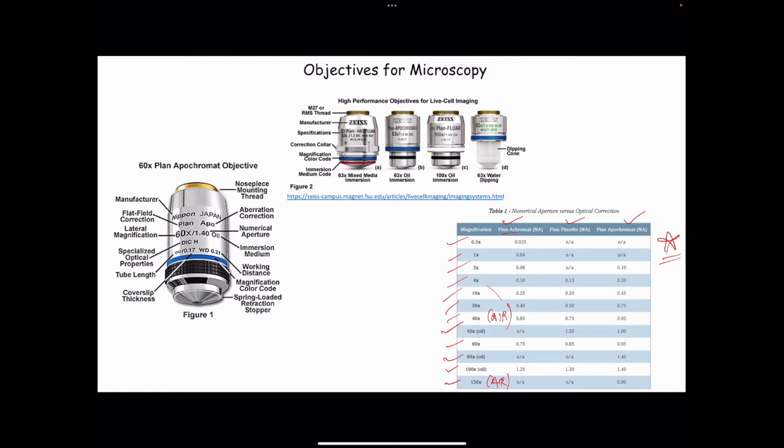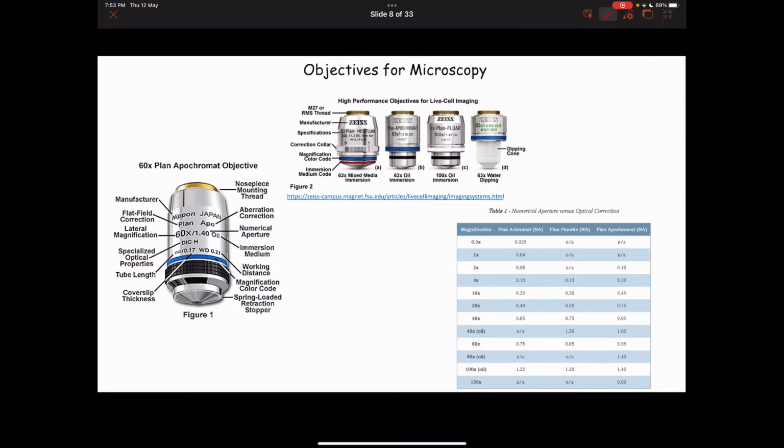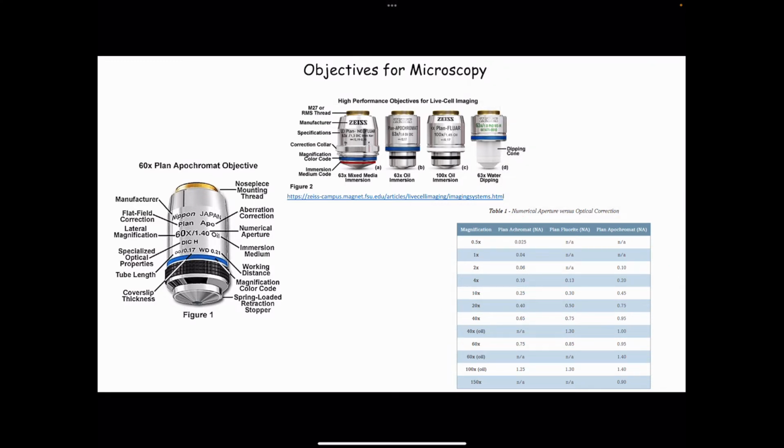However, it's a separate topic of discussion for another video, and I'm going to do that soon. So I hope you can appreciate that there are different magnifications available for the objective with different immersion media. Here you can see that there is a 63x mixed immersion media objective. Then there is a 63x oil immersion, a 100x oil immersion, and a 63x water dipping objective.